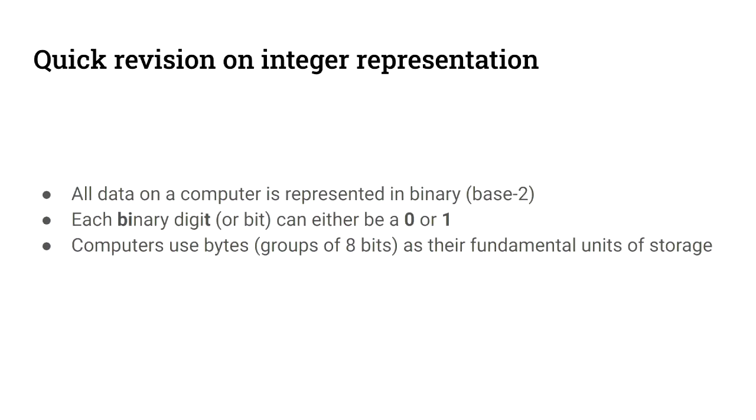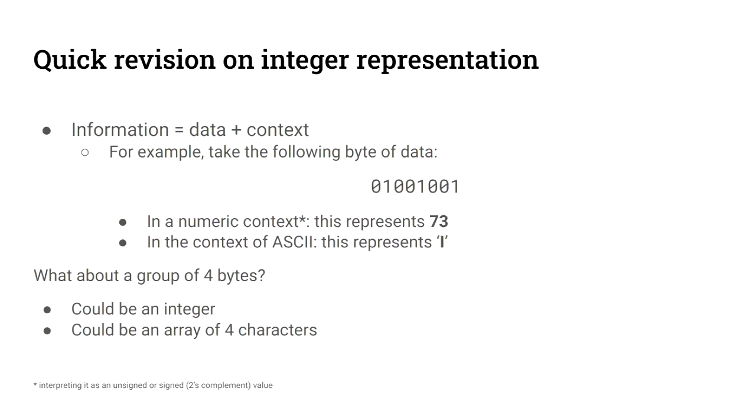Remember, all data on a computer is represented in base 2 or binary, and each of these binary digits, which we call a bit, can either have a 0 or a 1 value, and computers tend to group these bits into sets of 8, called bytes. Okay, now the other important thing to remember is that information on a computer depends on two things.